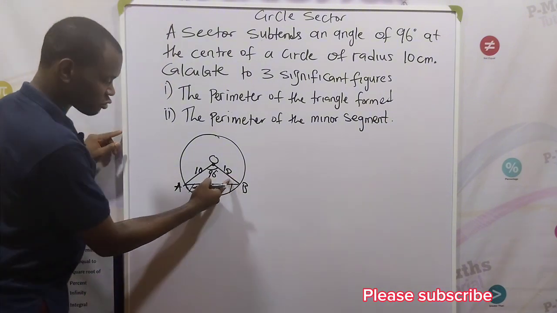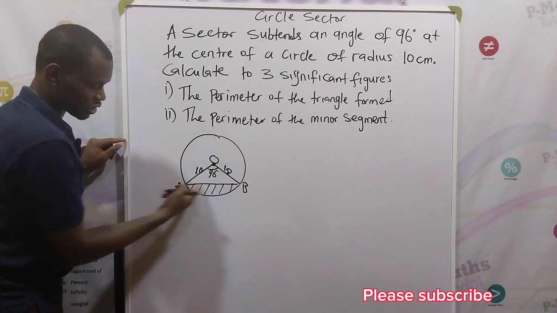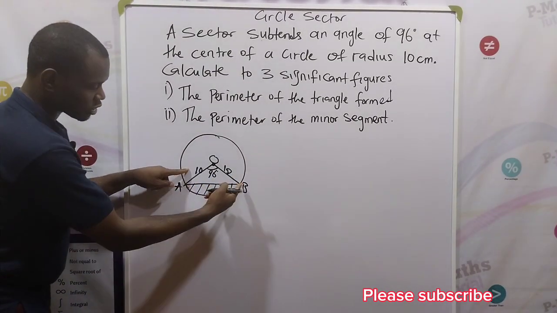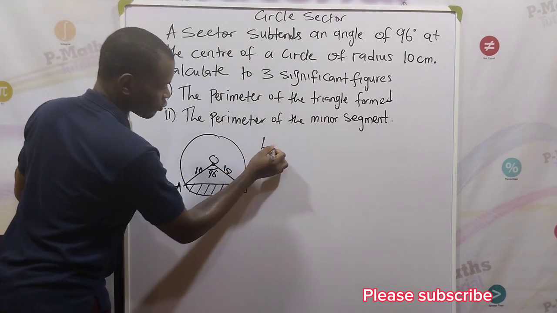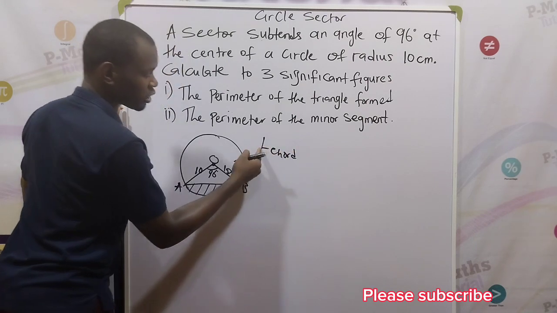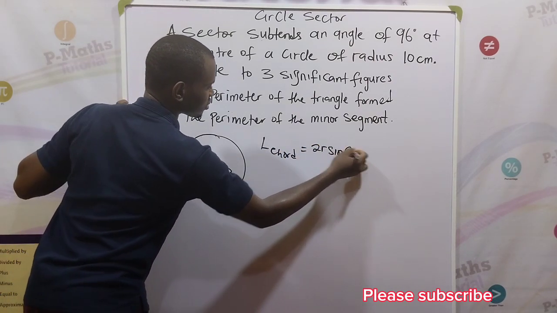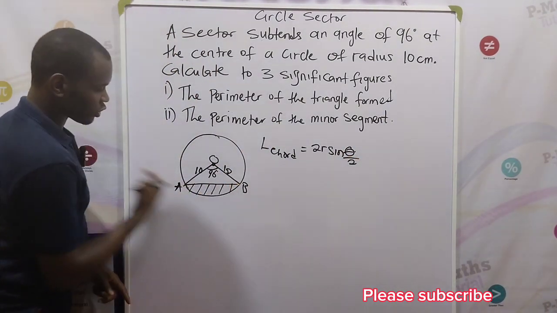So to find the perimeter of this triangle, I will add this length to this length and then to this length. So we have these two lengths, but we don't have this length now. This length is a chord. Then we use the formula for the length of a chord: 2r sine theta over 2. This is the formula we use to find the length of the chord.